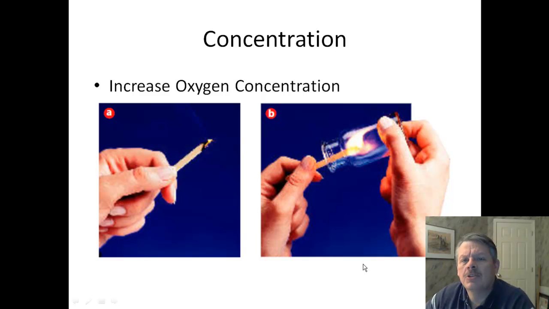How about concentration? Well, if we take a wooden splint, which is almost out, it's still hot, but it's almost out, and we put it in pure oxygen, well, then the wooden splint will come back to life and it will start to burn some more, right? And this is because when you put something in oxygen, oxygen is required for something to burn, and if you add a lot of oxygen, then it burns faster because there are more oxygen molecules hitting the part of the thing that's hot. Okay.